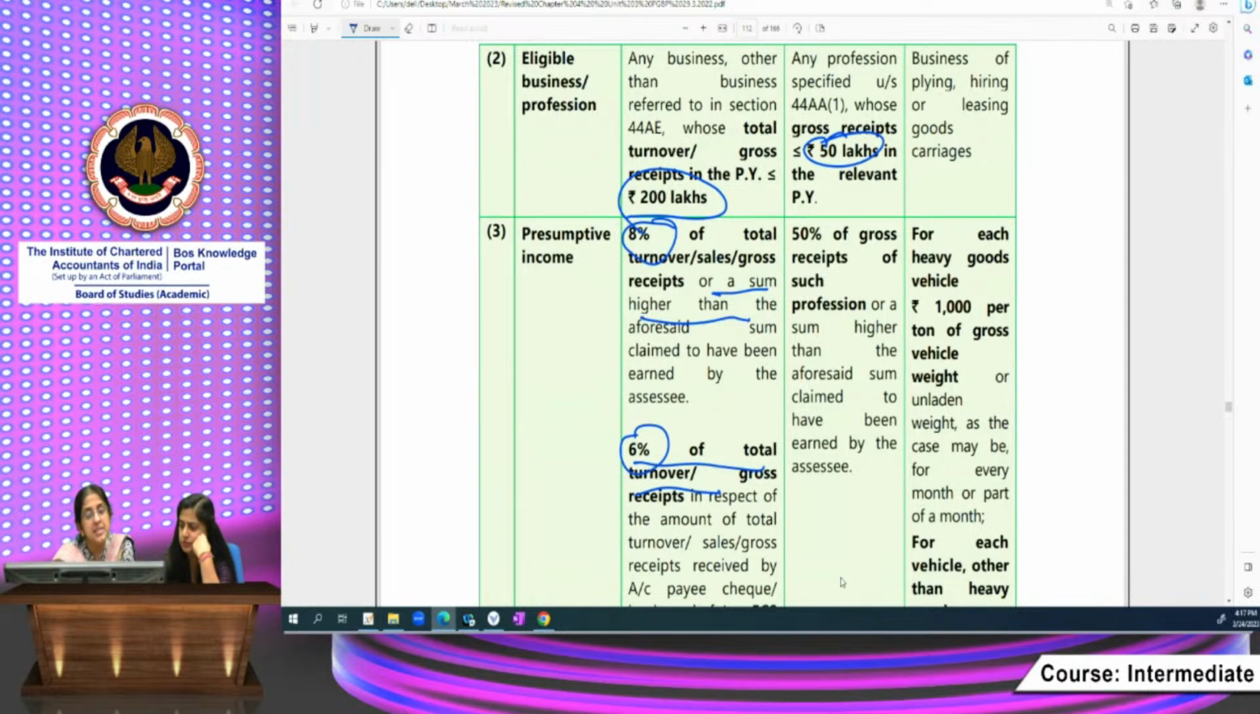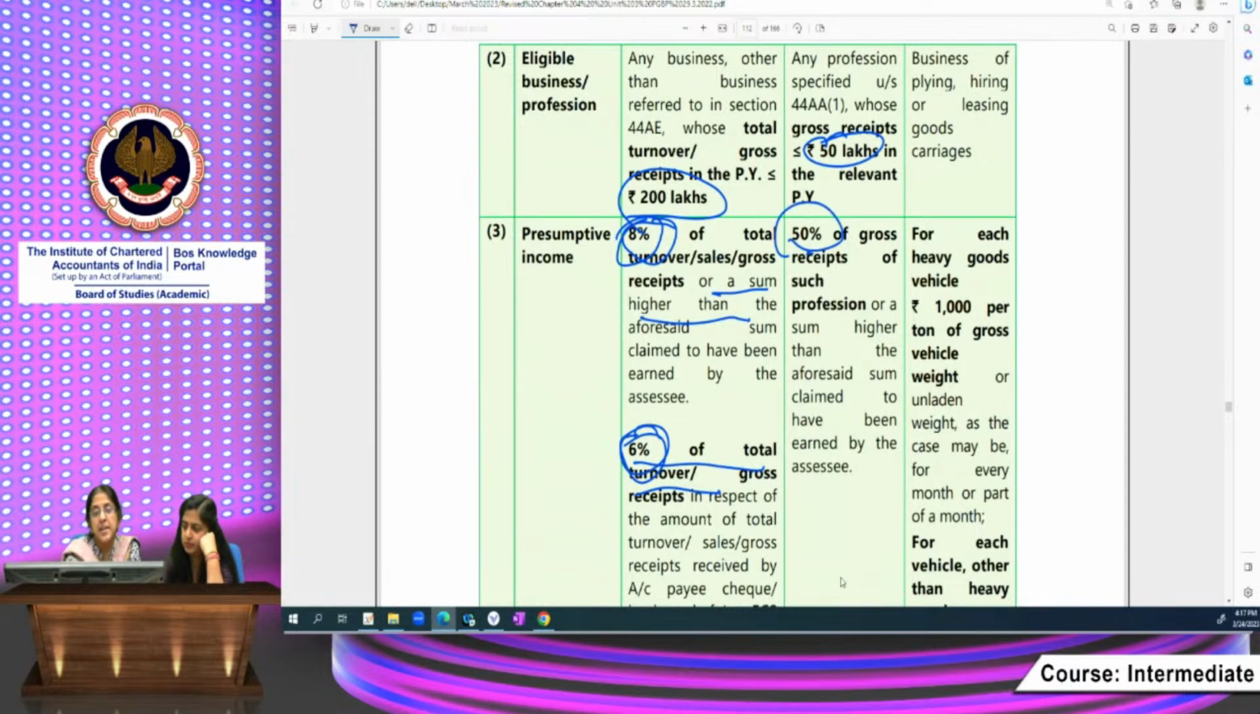And 8% is for all other receipts, what you've not received by electronic modes and what is due but not received, and all those things, it will be 8%, and this will be 6%. But that is the minimum amount. You can claim a higher amount. In case you want to claim a lower amount, then there are some conditions attached to it.